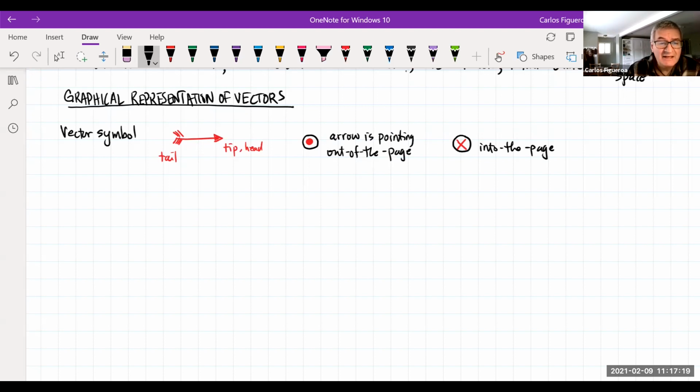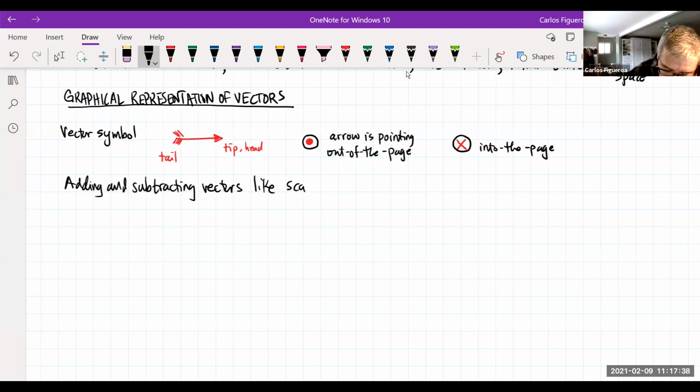So we've been adding and subtracting vectors like scalars. But they're not. They don't act like scalars.